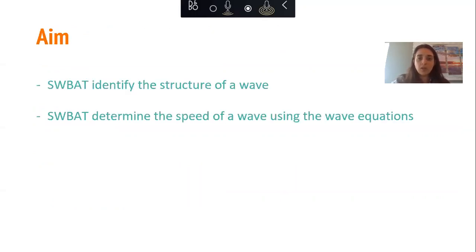Great. So today's aim is to identify the structure of a wave. It's more of a refresher than anything else. For most of you guys, this material is a review. We just decided to start here to make sure that we're on the same page and that we can remember everything that we covered before we went on this long break. And so now when we go on to new materials, we have a solid foundation to build upon. The other thing is we're going to determine the speed of a wave using the wave equations.